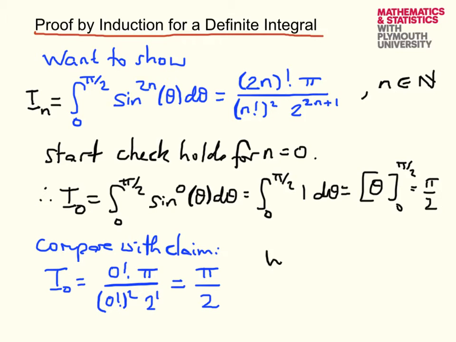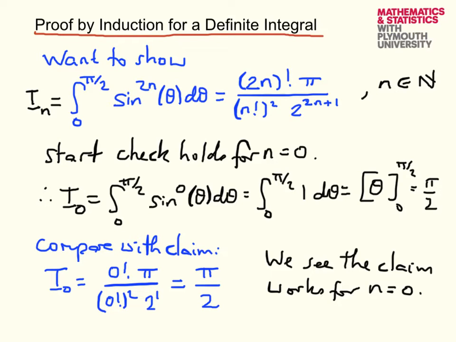So we see the claim, the thing we are trying to prove, works for n equals 0. And if it hadn't, we could have stopped at this stage because our statement would have been wrong. A single counterexample shows that there would be something wrong with it.